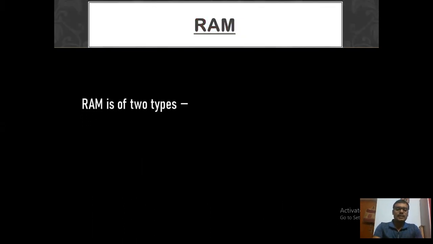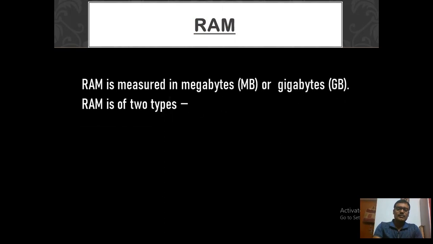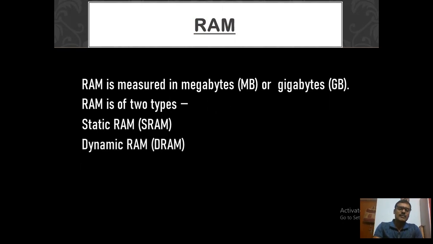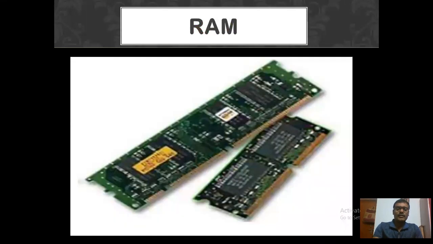Now you can see two types of RAM. RAM is measured in megabytes or gigabytes, and there are two types of RAM, static RAM and dynamic RAM. Static RAM means SRAM, dynamic RAM means DRAM. This is the figure of a RAM. So there are many types of RAM.